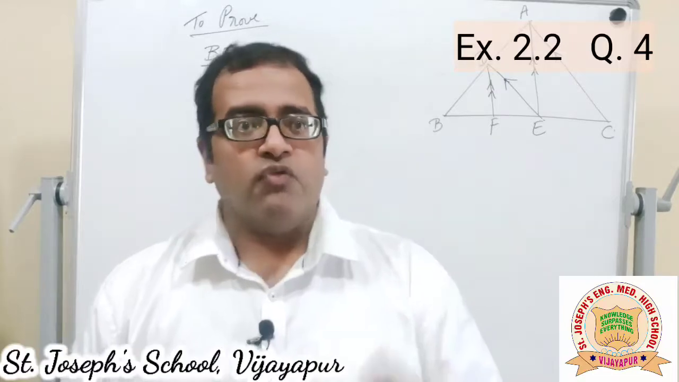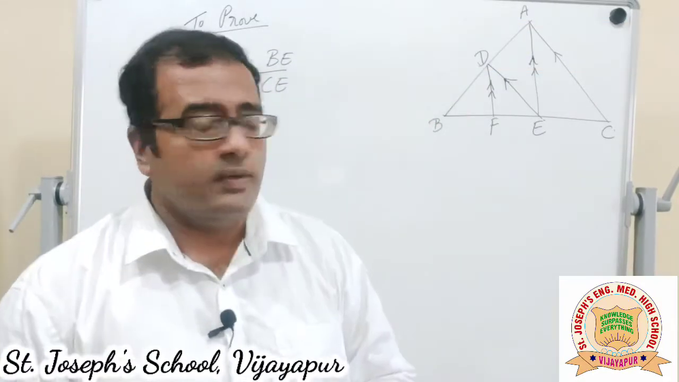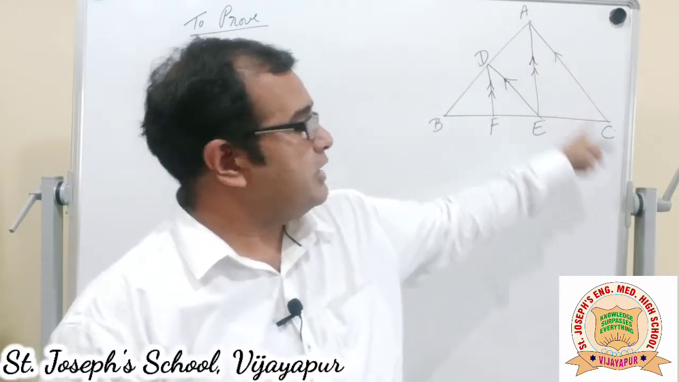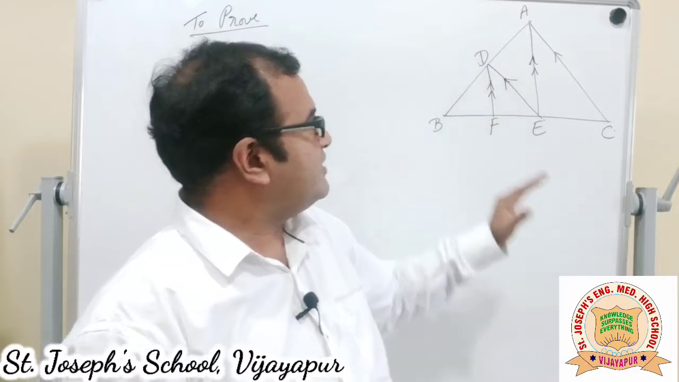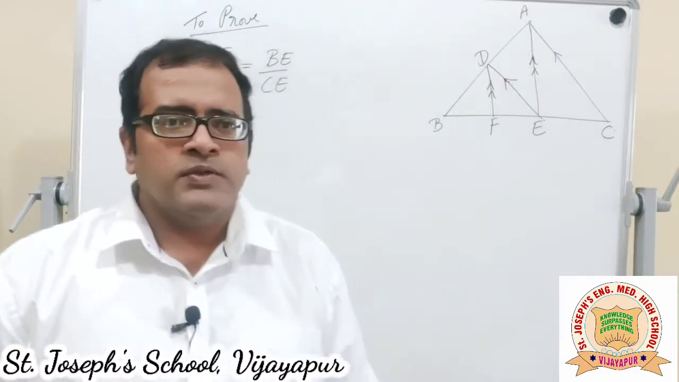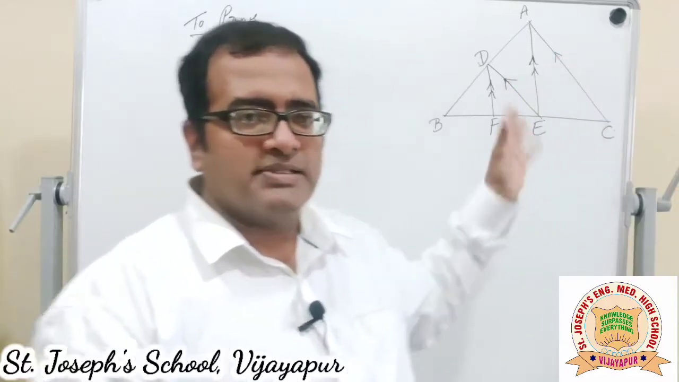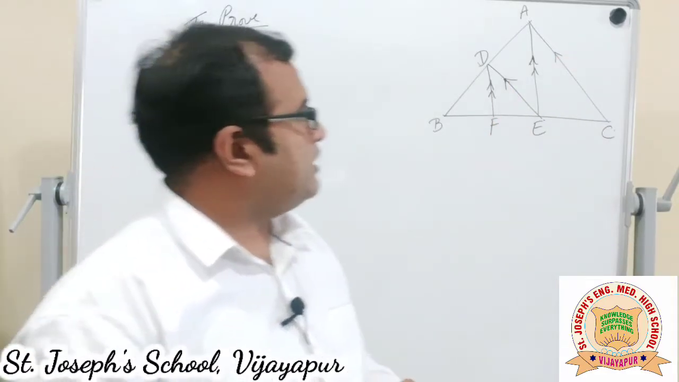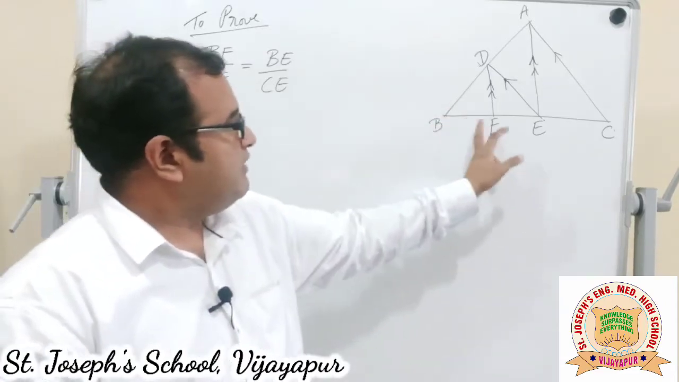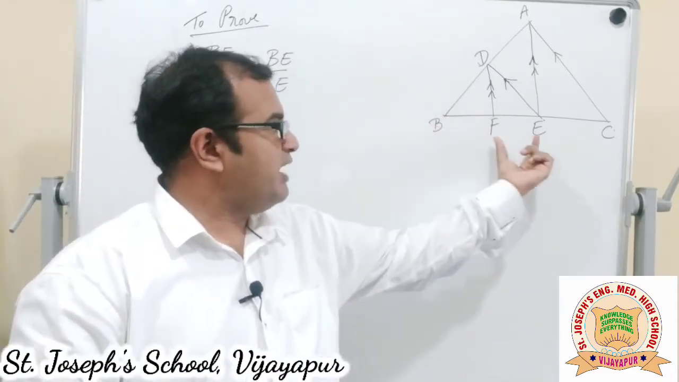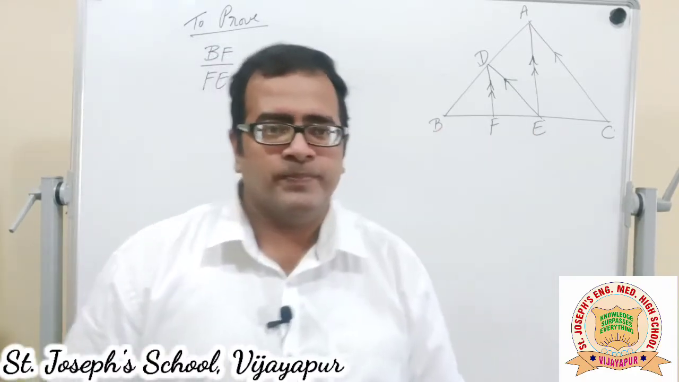Question number 4. Given, ABC is a triangle with DE parallel to AC. At the same time, DF is parallel to AE. So, a little bit of complication than the previous problem. Now, you have two parallel sets given and they have asked you to prove BF by FE, that is this portion, BF by FE is equal to BE by EC.